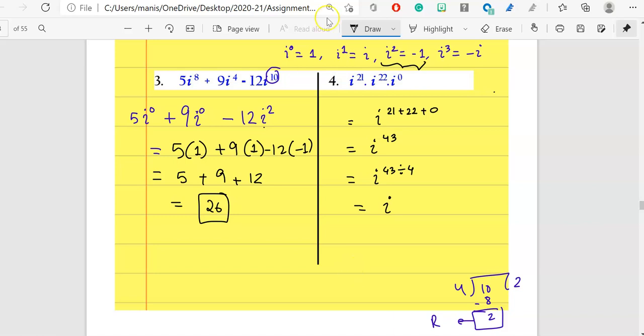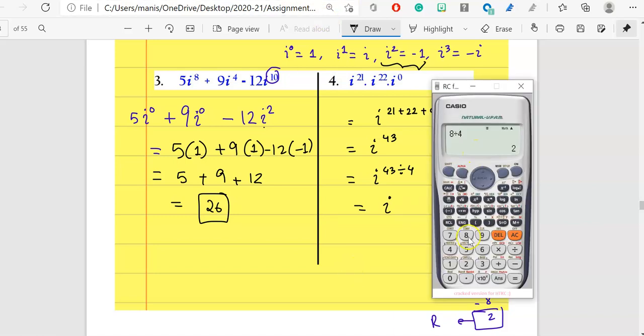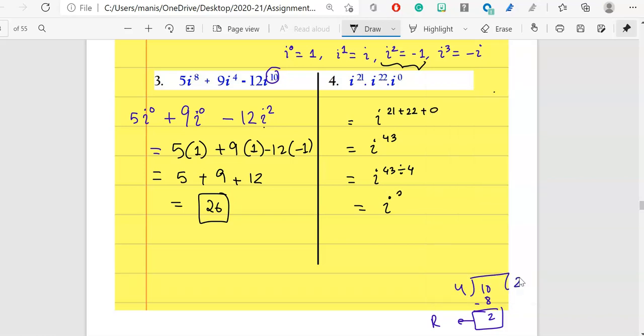So let's proceed, use a calculator. So I will do 43 divided by 4 gives me what? 0.75. Now I will take this 0.75. Do keep in mind, take point, don't just take 75, okay? 0.75 multiplied by 4, so it tells me my remainder is what? 3. Now it is your job. Give me the answer. Yes, i to the power 3 is what? Negative i, and this is your answer for this problem.